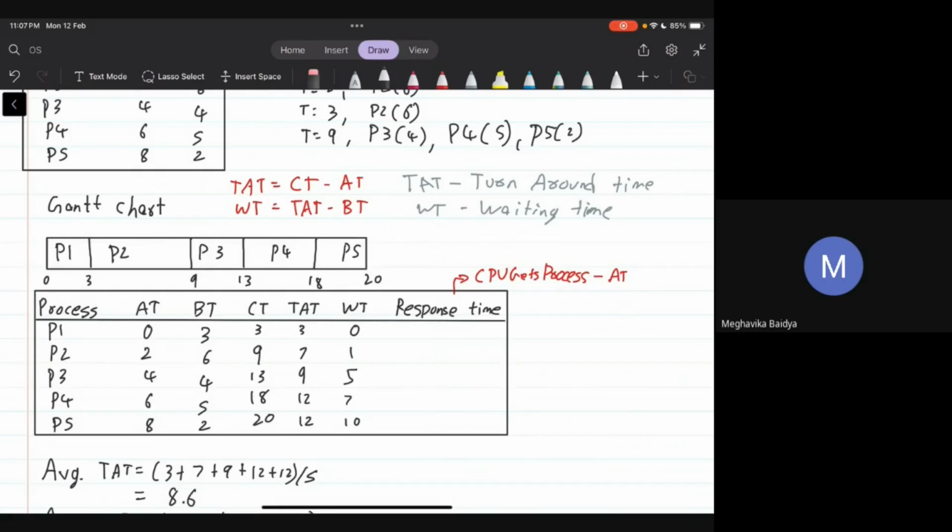Now, the last one, response time. The formula is CPU gets processed minus AT. The CPU gets processed time is the same as completion time, but sometimes it's different. I'll explain when it becomes different. But you can take it as the same as CT, just to verify. CT equals CPU gets processed only if there is no idle time in between.